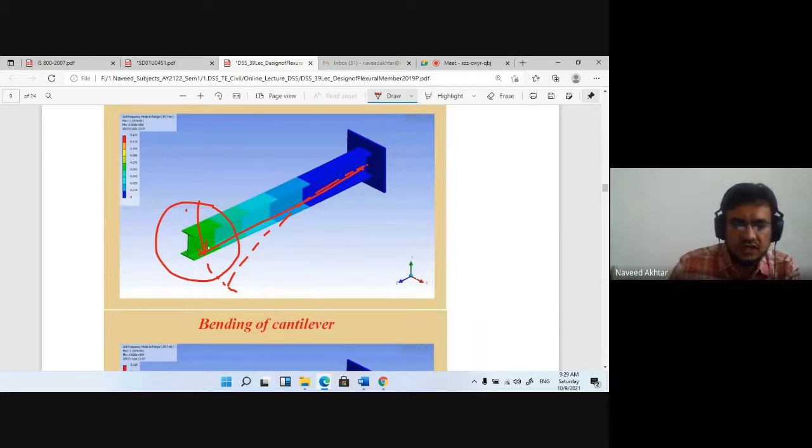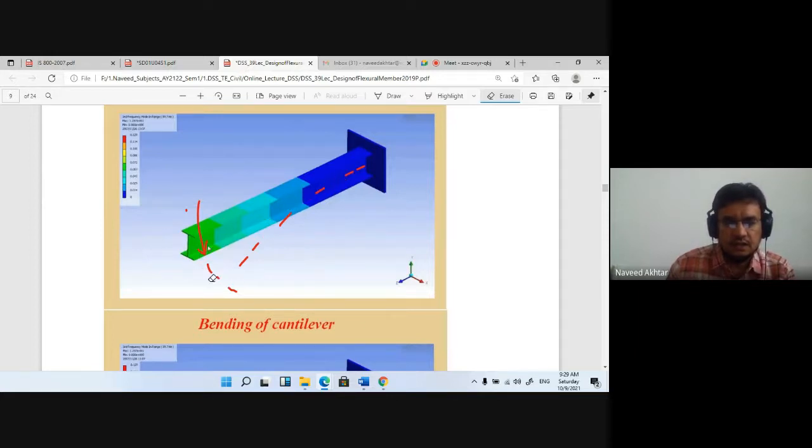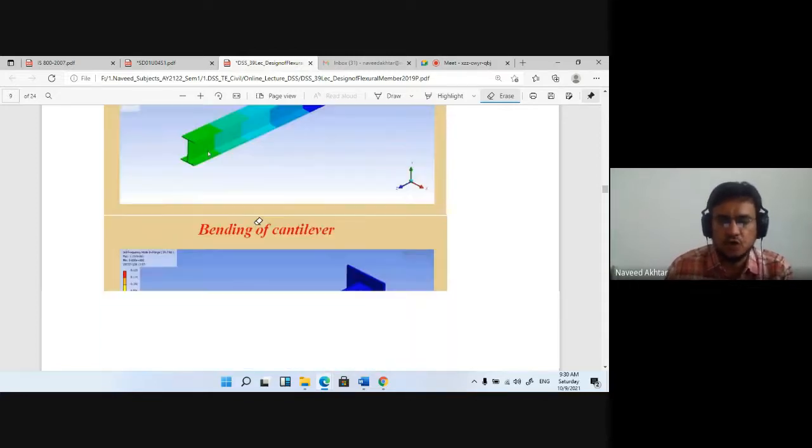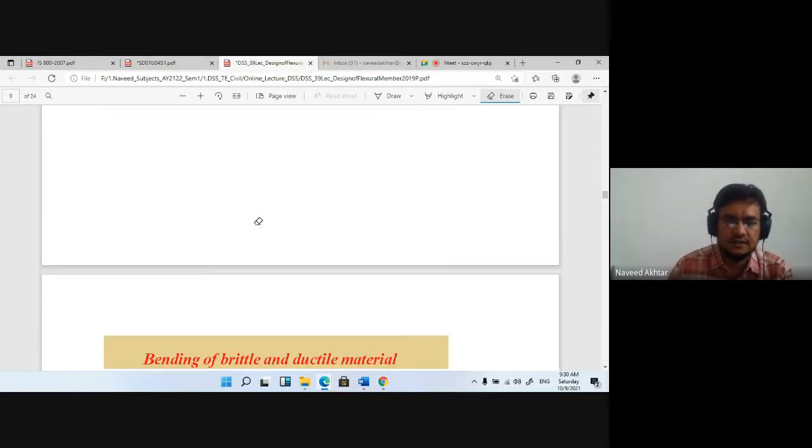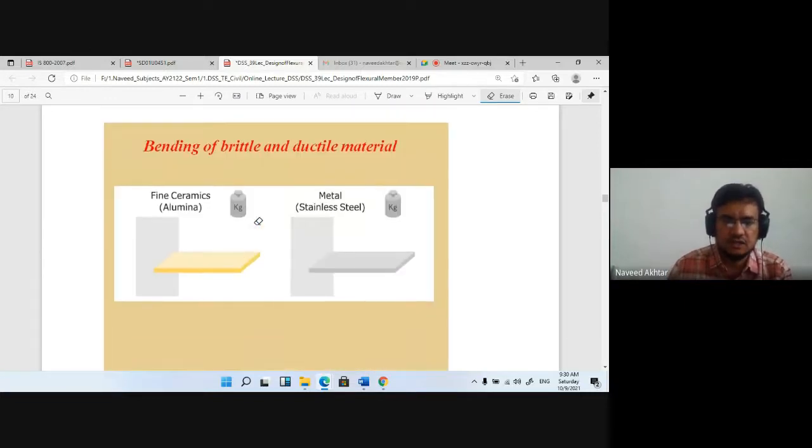So you can see that, if there is fixity, the bending will be like this. Here a negative moment may develop. At the end, the deflection will be large, and at the support, there is no deflection.